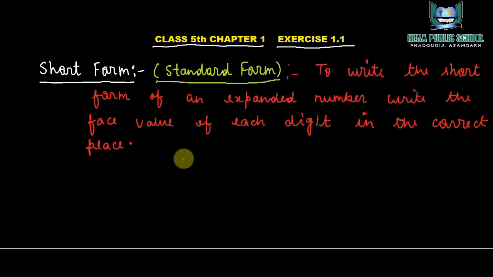Now we will learn about short form. What is short form? To write the short form of an expanded number, write the place value of each digit in the correct place. Students, short form: when you have to find it, you will be given an expanded number, and you will have to write that expanded number in short form. Short form means putting that number in standard form. Let's take an example.